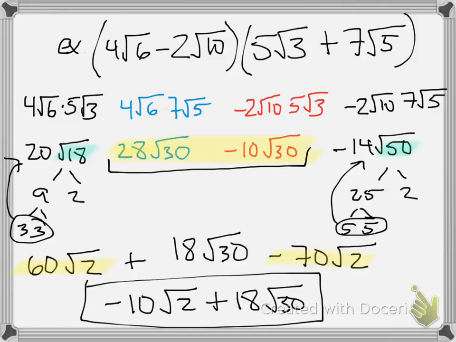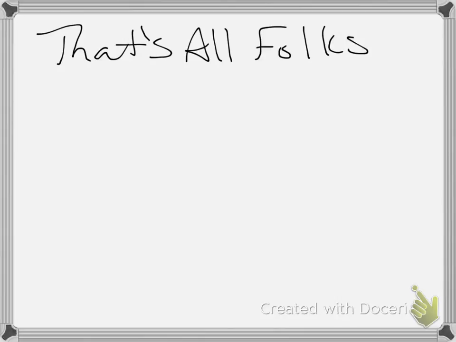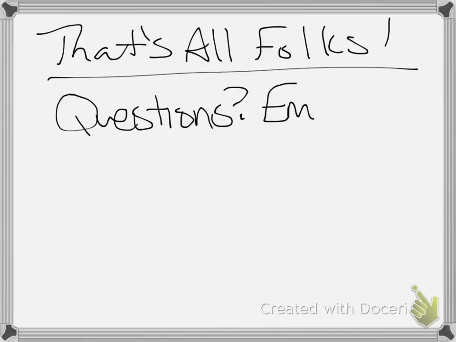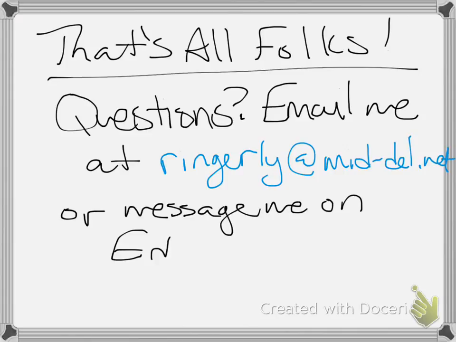So, I hope all this makes sense. That's all that we have for this lesson. It combines what we did before, the first unit in this section, multiplying radicals, with what we did last unit, foiling, distributive property and combining like terms.